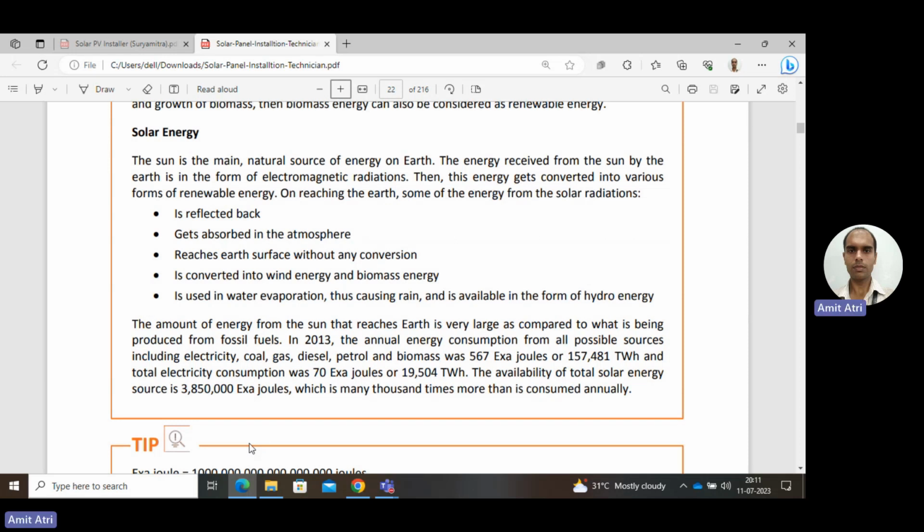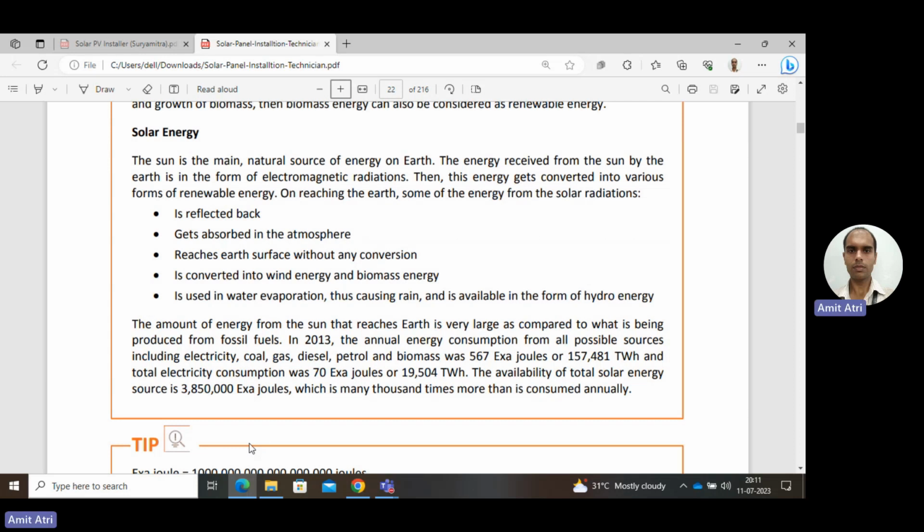The amount of energy reaching the earth is much higher than what we are obtaining from fossil fuels. That means if we can efficiently collect and harness it, we can fulfill most of our energy requirements.